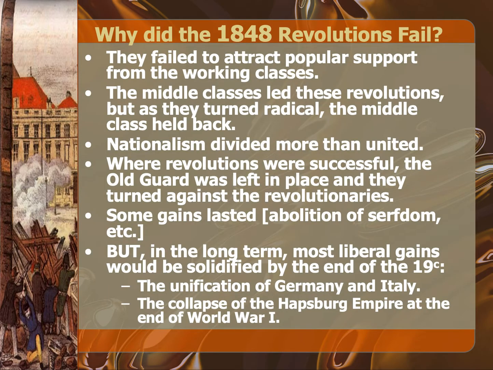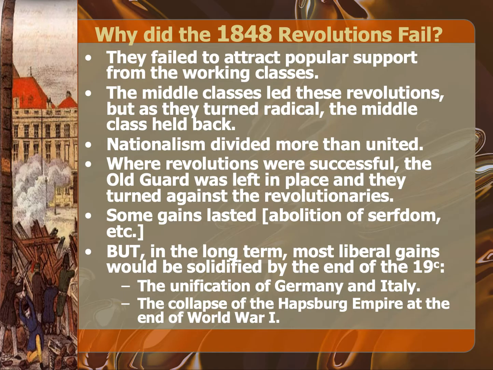But why did these revolutions fail? Again, they did not gain the support of the lower classes. The middle classes led these revolutions, but as they turned radical, the middle class did not want to go down that path, and they held back. Nationalism tended to divide more than unite these different groups. So in Austria, the Austrian radical students and the Hungarians, or the Magyars, probably had a lot more in common than they disagreed, but they were like, nope, you're Austrian and I'm Hungarian, so we can't agree. Where revolutions were successful, the old guard was left in place and they turned against the revolutionaries.